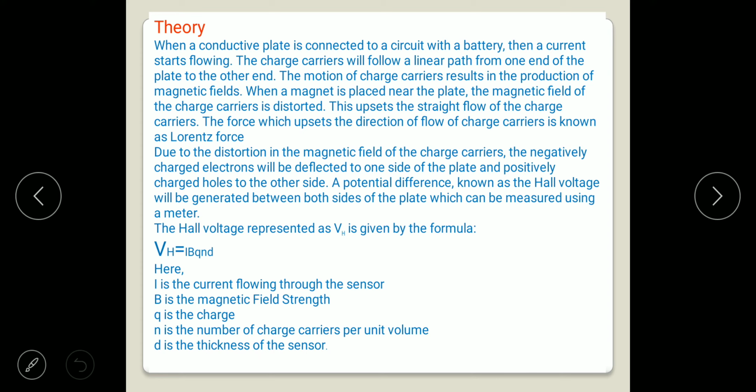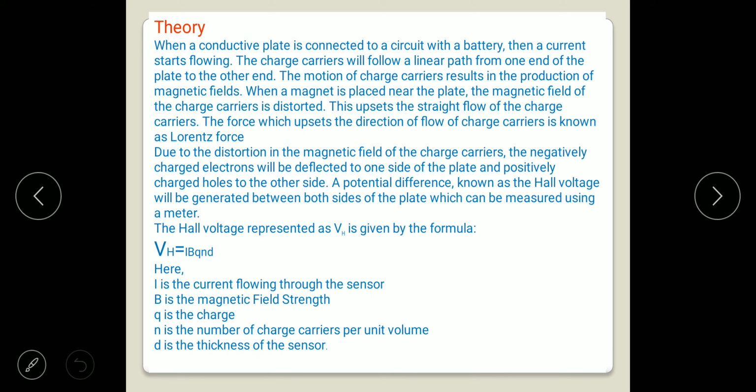The Hall voltage, represented as VH, is given by the formula VH = I B / (n q d). Here I represents the current flowing through the sensor, B is the magnetic field strength, q is the charge, n is the number of charge carriers per unit volume, and d is the thickness of the sensor. This is how the Hall effect phenomenon works.